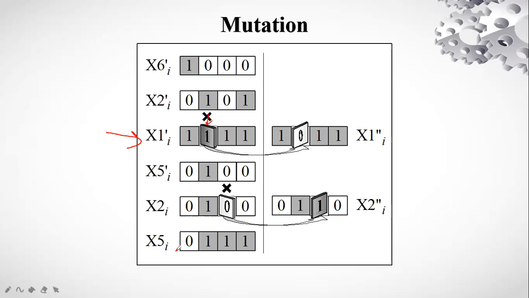One more example, let's say this is 1, 0, 1, 0, 0. So I've selected this particular bit to invert. So this will be 0 to 1, and I'll make 1 to 0. So 0, 1, 1, 0. Okay. So this is the mutation.